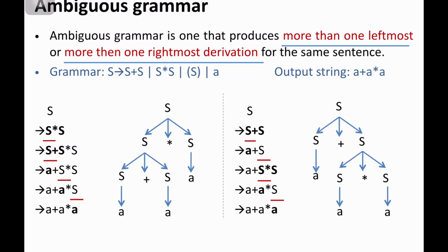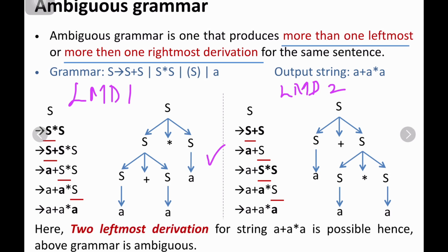It is LMD1 on the side of LMD1. Okay, this is LMD2. So see the parse trees, that is parse tree 1 and parse tree 2. Here two leftmost derivations of the string a plus a star a are possible. Hence the above grammar is ambiguous.